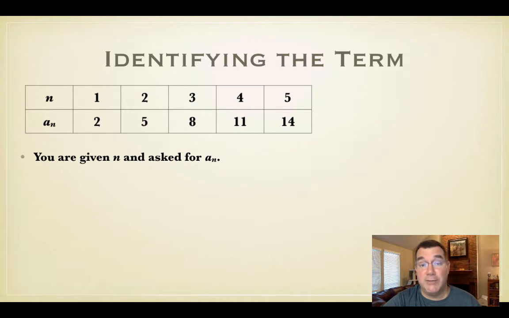And the first row gives you the term number, and the second row gives you the actual term in the sequence. So what this table means is that term number 1 is 2, the second term is 5, the third term is 8, the fourth term is 11, and the fifth term is 14. So what I could do is I could give you the term number that I want, and you would have to tell me what that term actually is.